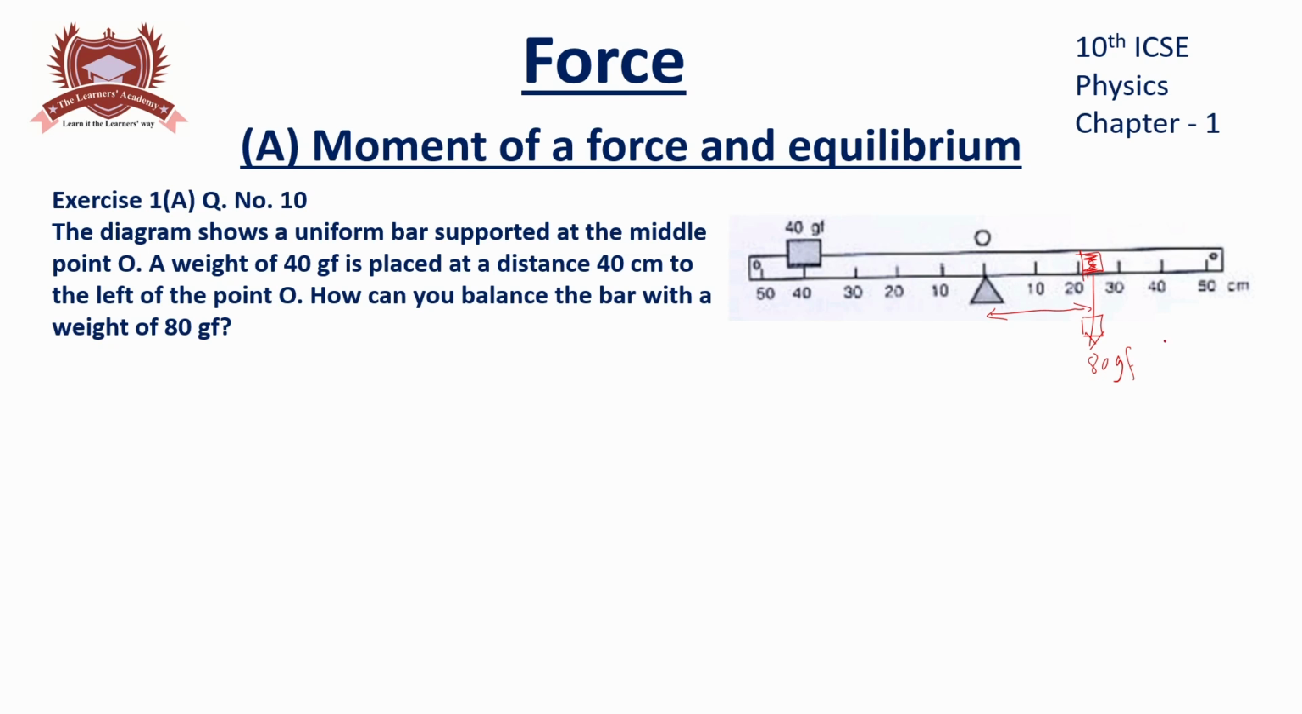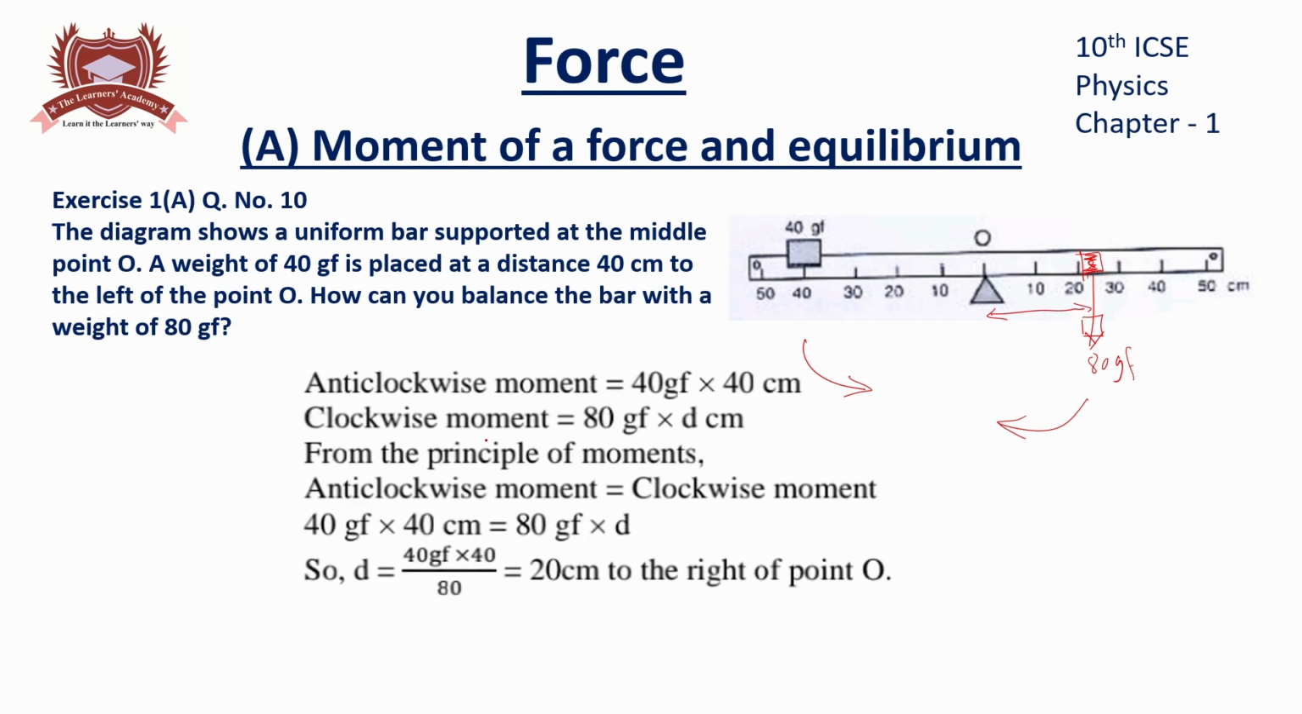So we have a weight of 80 gram force on this side. The logic is very simple. This 40 gram force is going to produce an anti-clockwise moment, and this 80 gram force is going to produce a clockwise moment. So in both the cases, these moments need to be equal, and then the final answer we would be able to get the distance. So let us see.